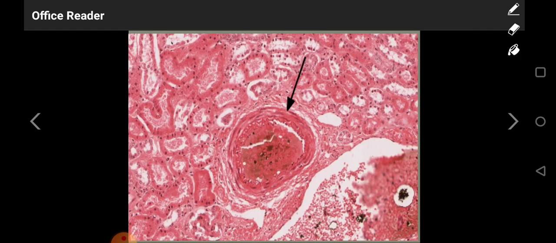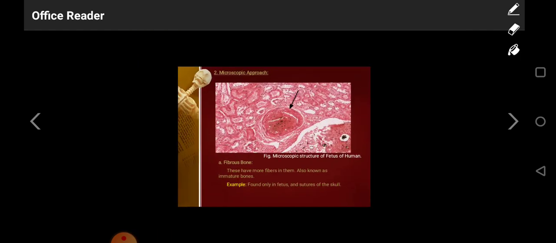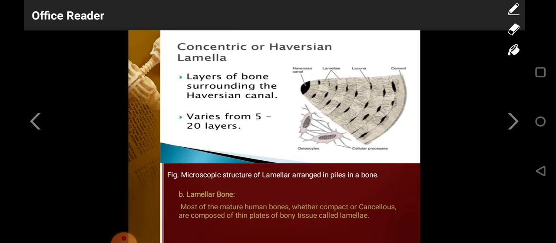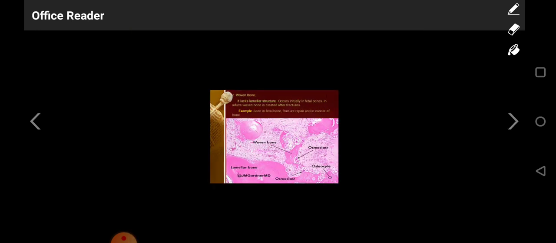So here we can see the microscopic diagram. On the microscopic approach, we have the following types of bones. First is the fibrous. These have more fibers in them. That is why they are named fibrous bones, and they are also known as immature bones. They are only found in the fetus and sutures of the skull. Then we have the lamellar bones. Most of the mature bones of the human body are lamellar, where compact or cancellous bone is composed of thin plates of bony tissue known as lamellae.